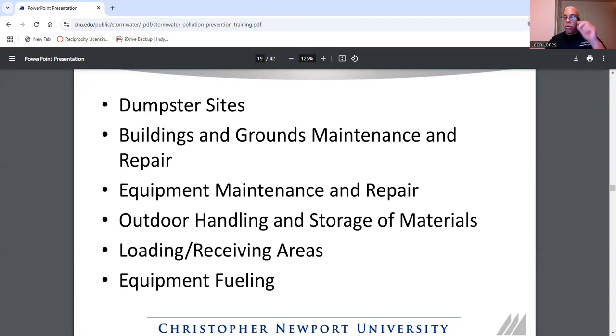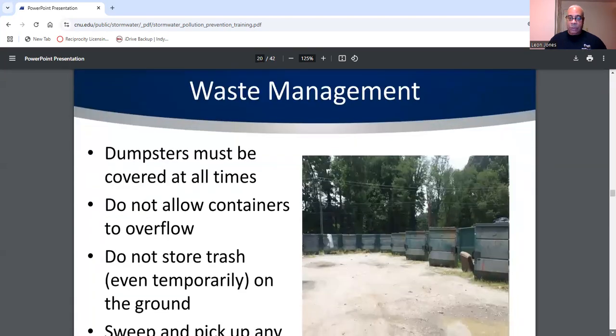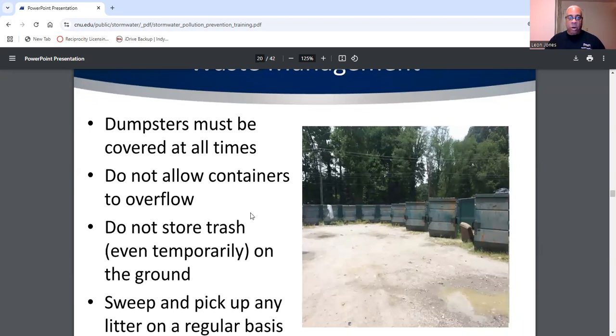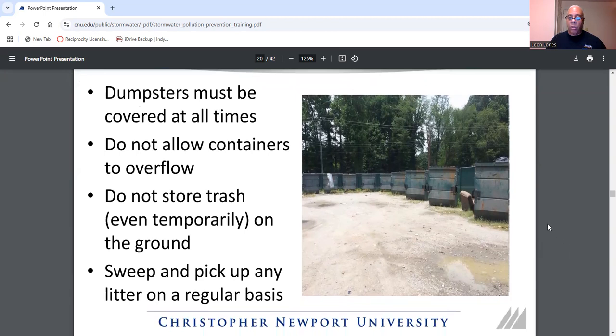Now, of course, again, we're dealing with Christopher Newport University, but the same regulations go on for any construction site, whether it's a building site or a road site. You must adhere to all of the environmental regulations. Waste management. Here are your dumpsters. Must be covered at all times. Do not allow containers to overflow. Don't store trash, even temporarily, on ground. Sweep and pick up any litter on a regular basis.